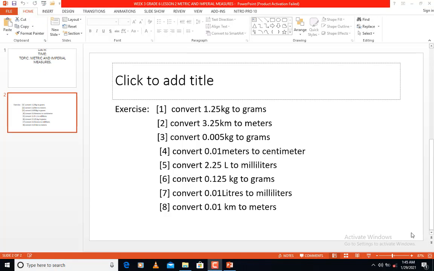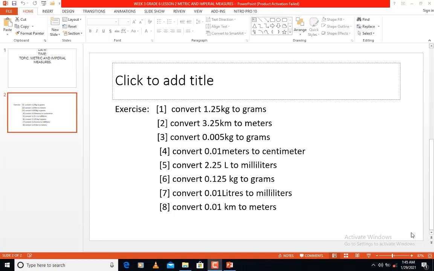We are still talking about the same topic, metric and imperial measures. So in this lesson today, lesson number 2, we are focusing only on practice. Now let me remind you, please, do not use a calculator in this one. You can use mental strategies. That's how you can improve mental strategies. After that, you check using your calculator whether you have done it correctly.